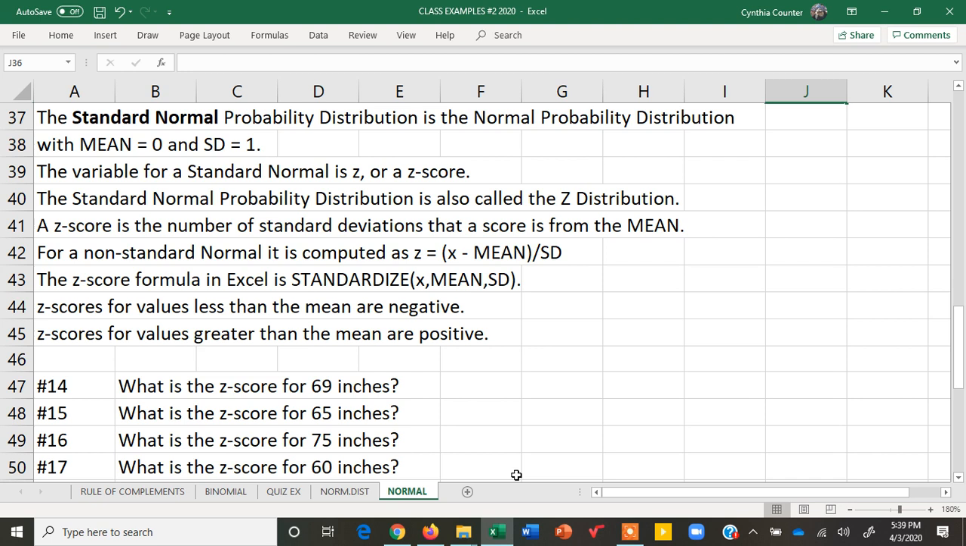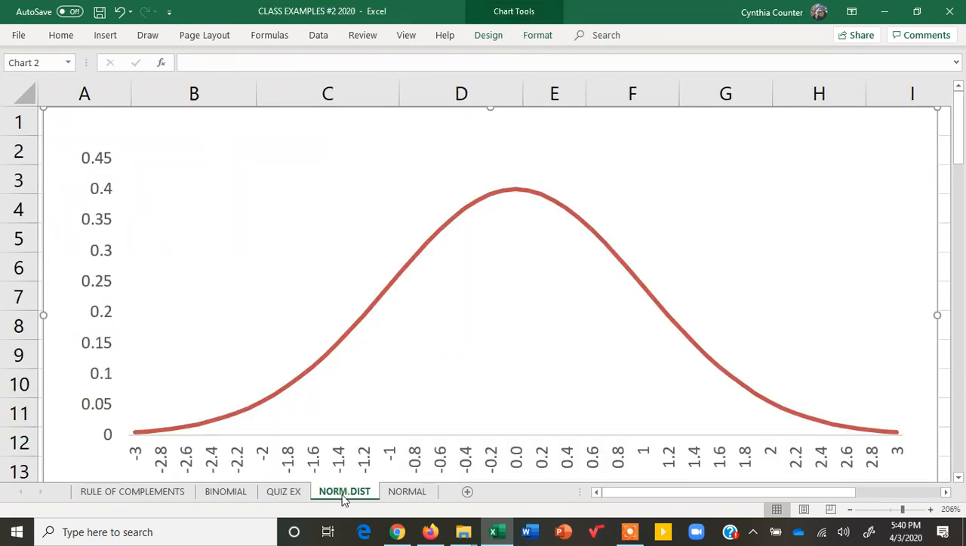Okay, in this video, we are going to talk about the standard normal probability distribution, z-scores, and how to find a z-score using Excel and the STANDARDIZE formula. So the normal probability distribution is simply a probability distribution with a mean of 0 and a standard deviation of 1. So here we can see a picture of that.